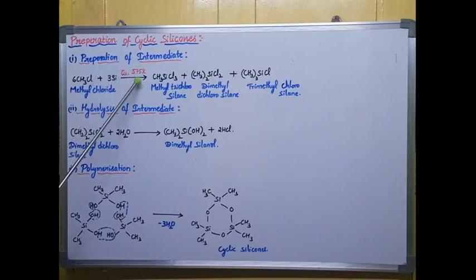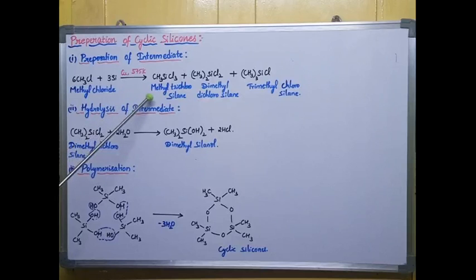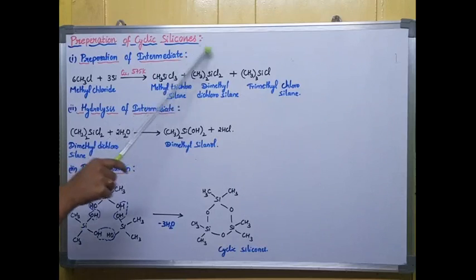At 575 kelvins in the presence of copper, we are getting 3 main products. One is methyl trichlorosilane, second one is dimethyl dichlorosilane, third one is trimethyl chlorosilane. So here the major intermediate is dimethyl dichlorosilane.